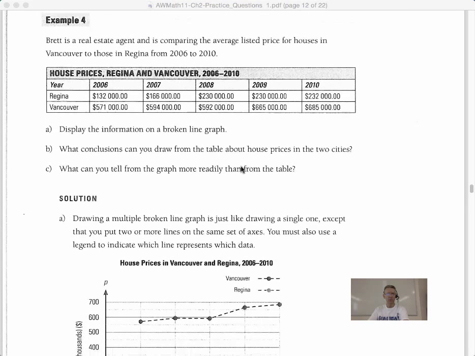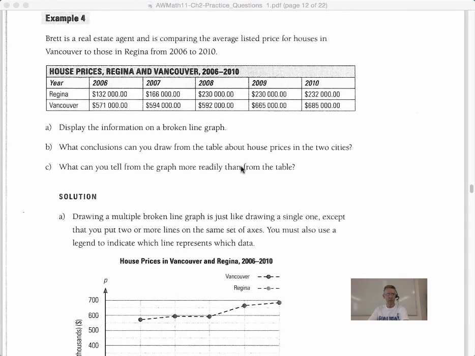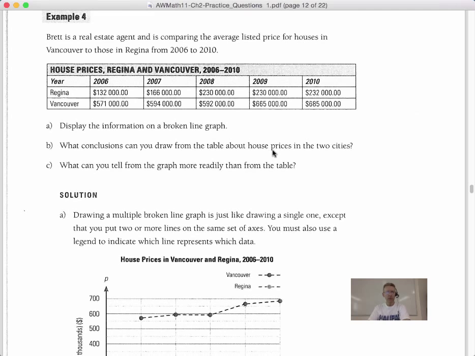Example 4. Brett is a real estate agent and is comparing the average listed price for houses in Vancouver to those in Regina. So he's a real estate agent comparing the average listed price for houses in Vancouver to those in Regina from 2006 to 2010.